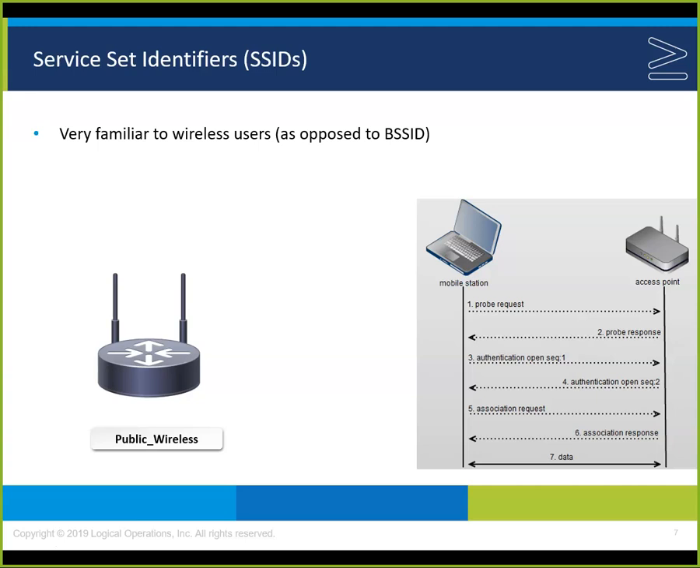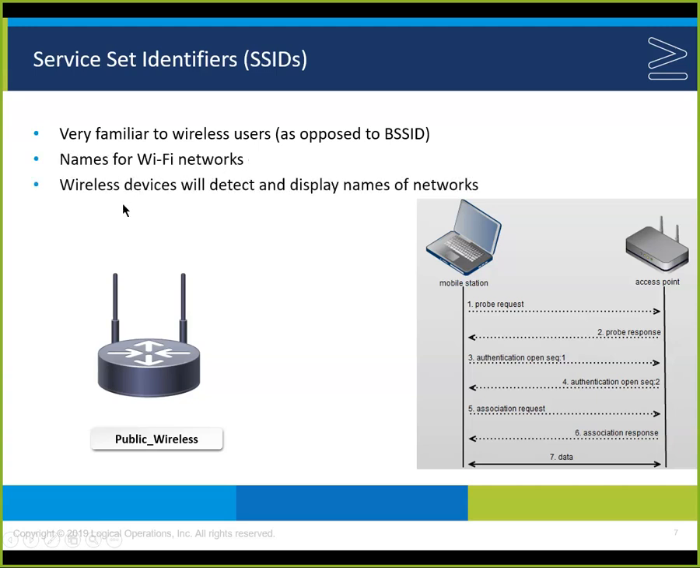So we now have a foothold on the network. The SSID is familiar to the wireless users, as opposed to the BSSID. These are the names for the Wi-Fi networks, and the wireless devices detect and display the names of the networks. You've seen that, been there, done that. Broadcast can be shut off. We may or may not require a password to connect. We have open authentication, and it's still an authentication. It's just that we don't have to put in a password. Open authentication is the default.